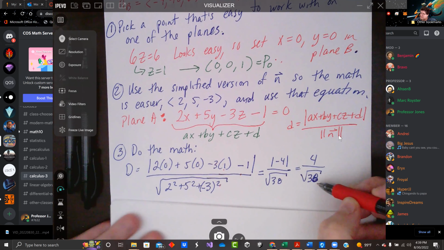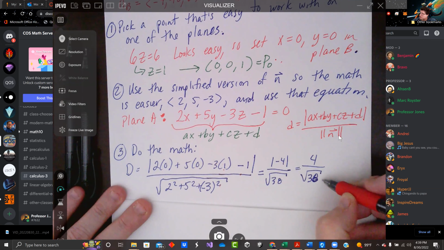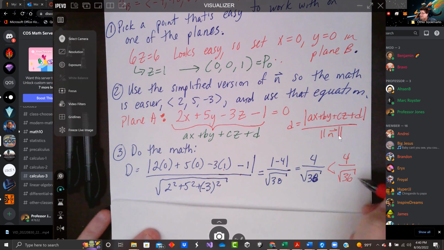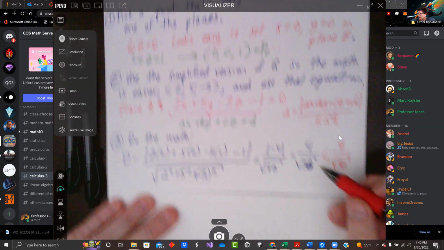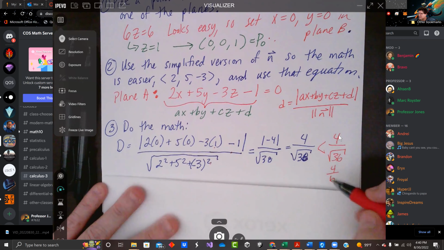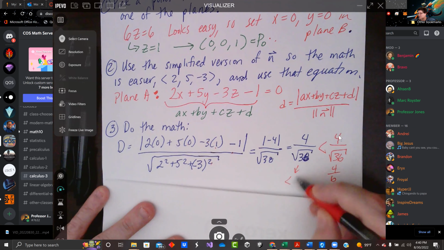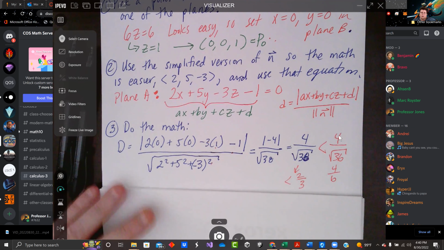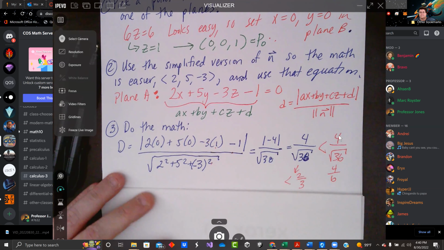Square root of 38 is a little bit larger than square root of 36. So the bottom here is larger. So this would be smaller than 4 over square root of 36. Larger on bottom means the overall number is smaller. And I know what that is. That's 4 over 6. This is a little bit less than 2/3 if I really need to know it and I don't want to get a calculator out. Or get an approximation, I should say.